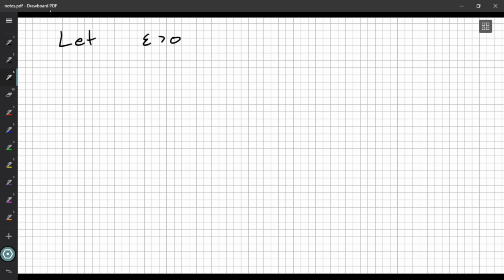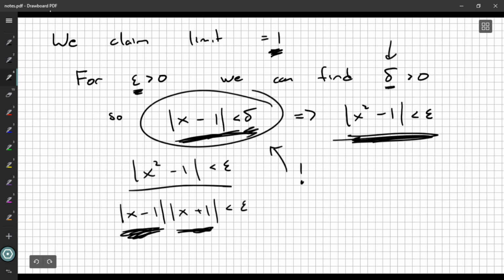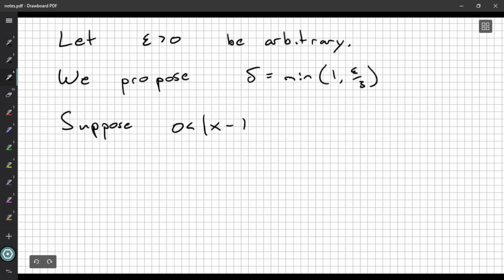So let's take an arbitrary epsilon value. So we propose delta should be the minimum of 1 and epsilon over 3. So let's prove this. How are we going to prove it? Well, we start with the only condition we're allowed to have. Suppose, I guess technically I should have had greater than 0 here earlier. Sometimes I forget to do that, but it is part of the epsilon delta definition of a limit.